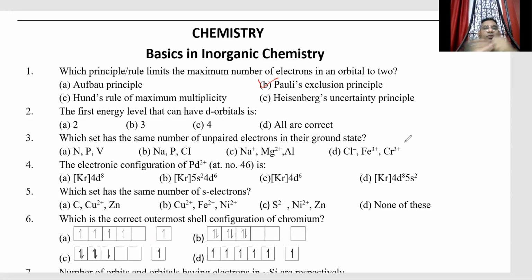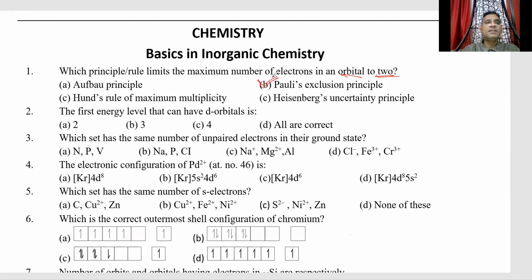What I was telling you: which principle or rule limits the maximum number of electrons in an orbital to 2? That is Pauli's exclusion principle, which states that a maximum of 2 electrons can be there in an orbital. Now see the next one.